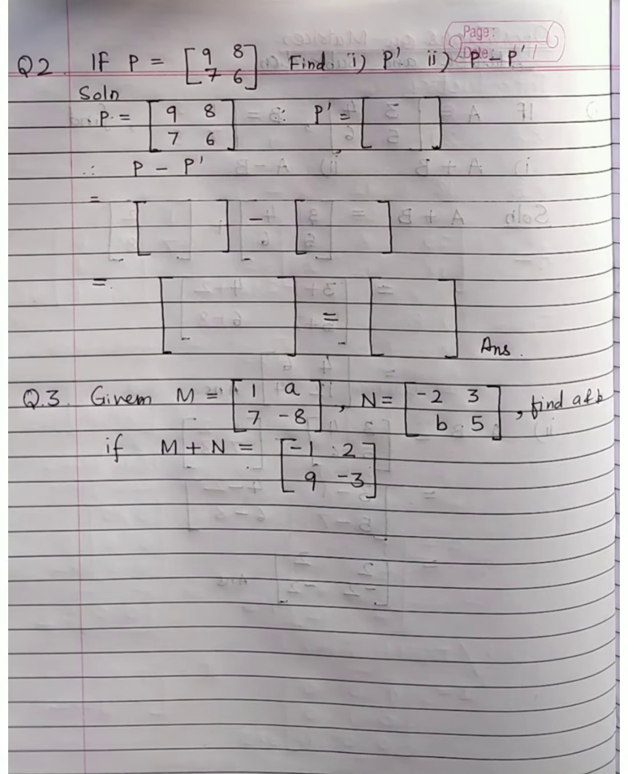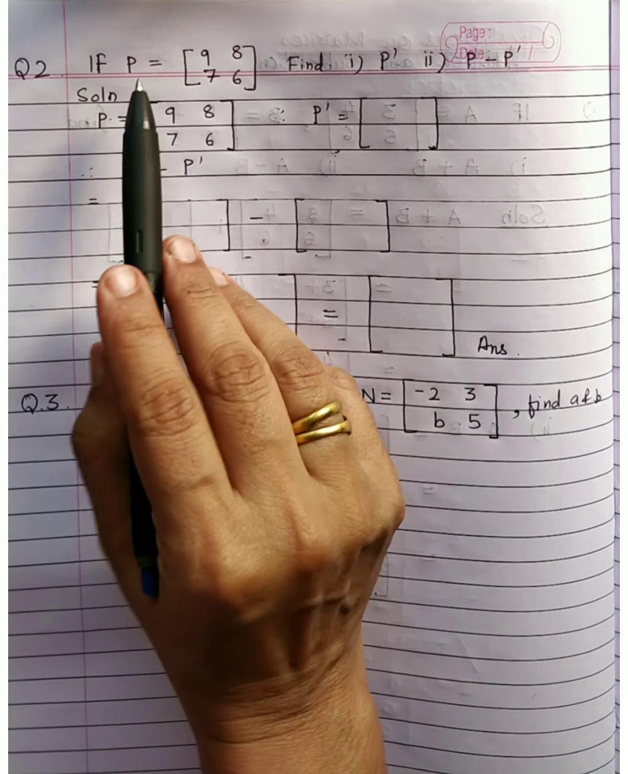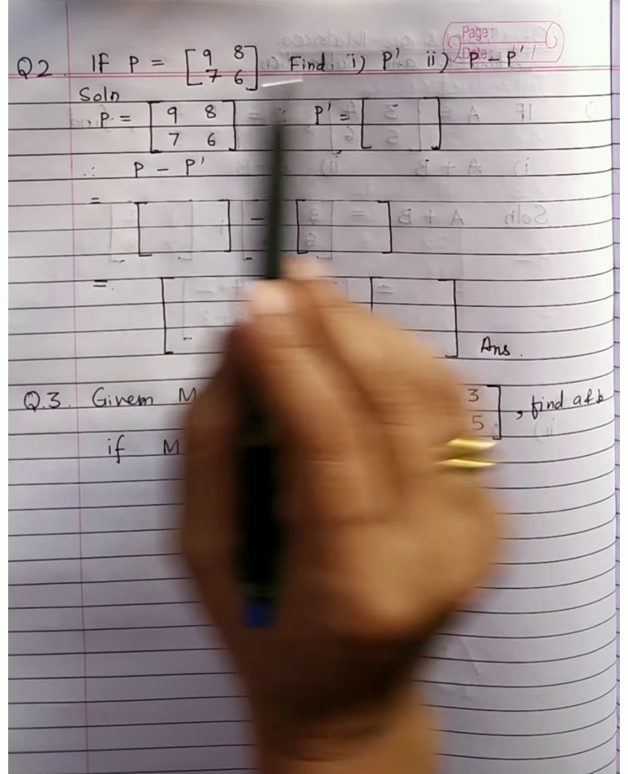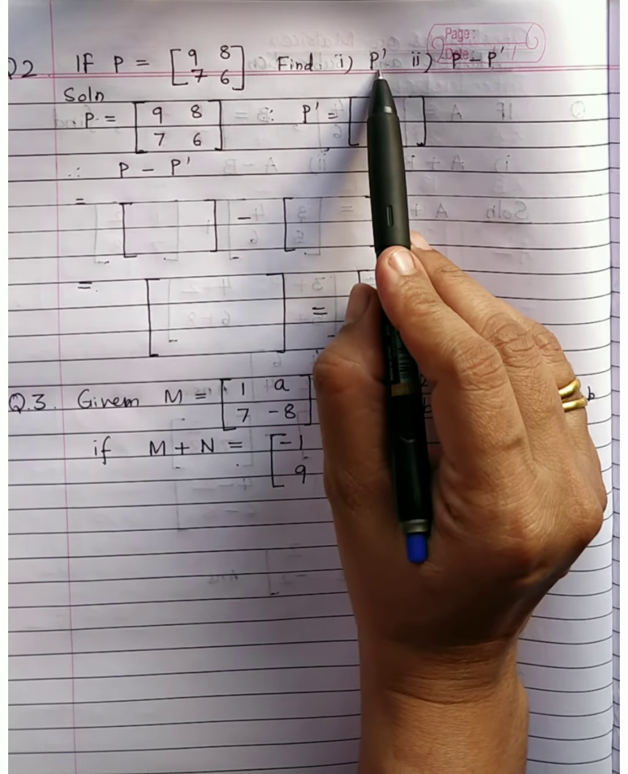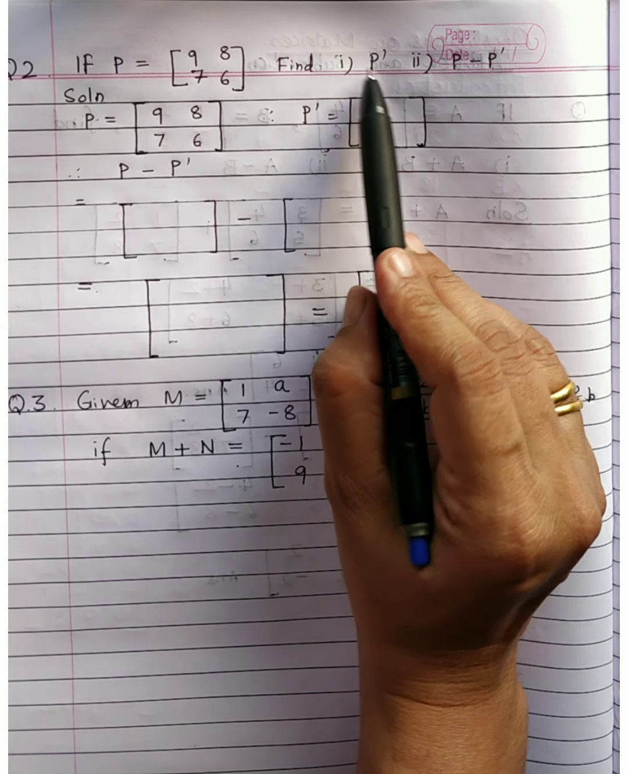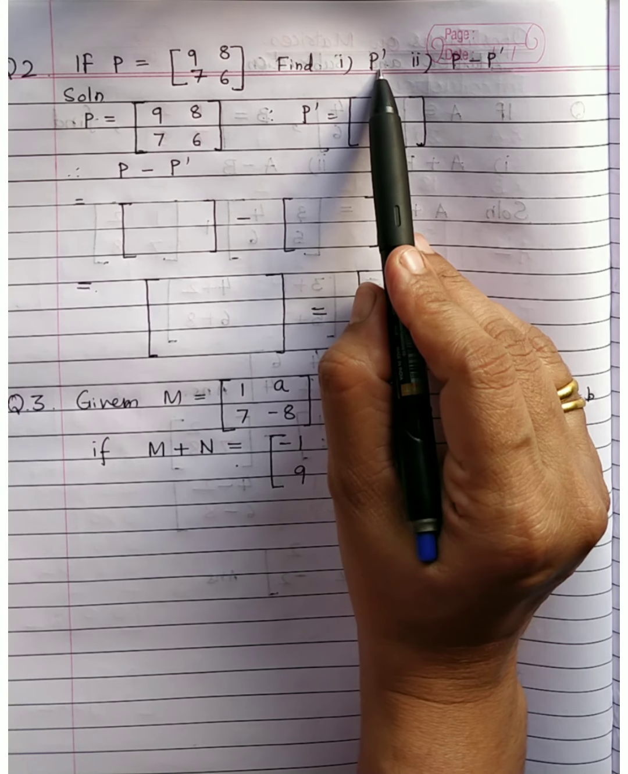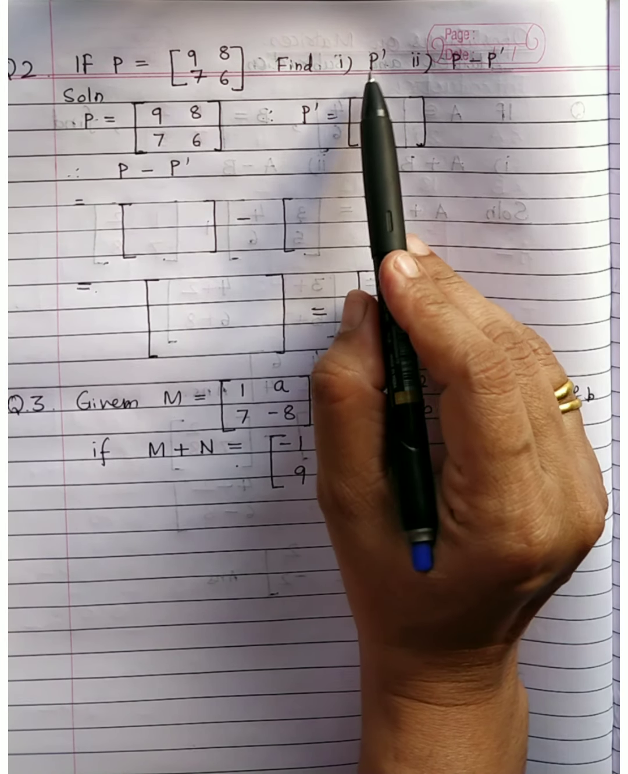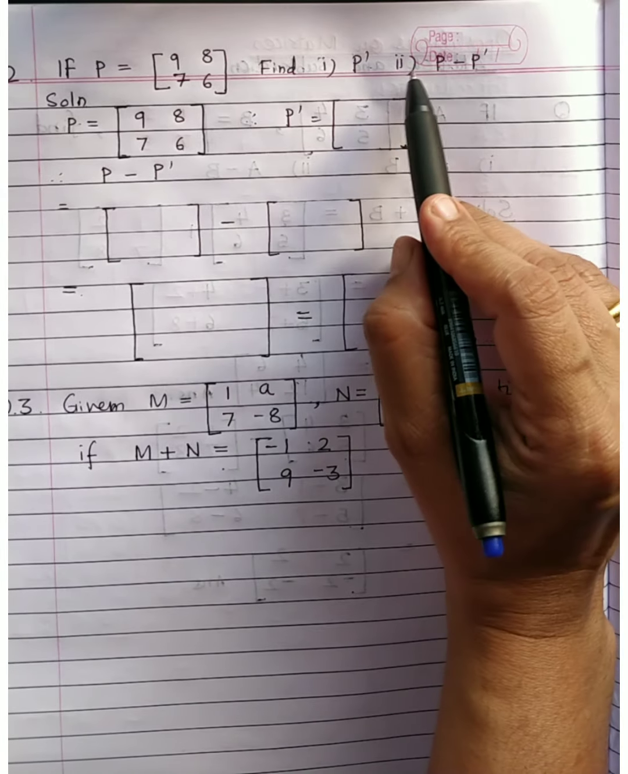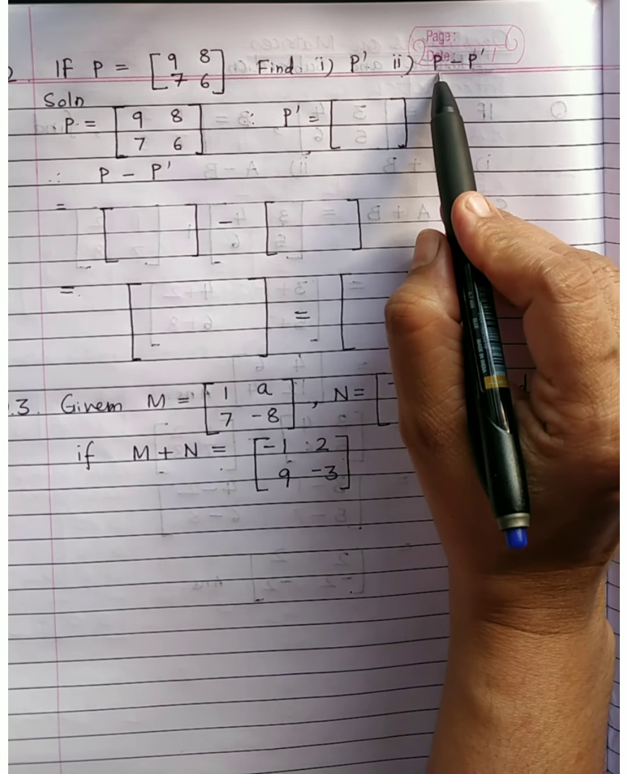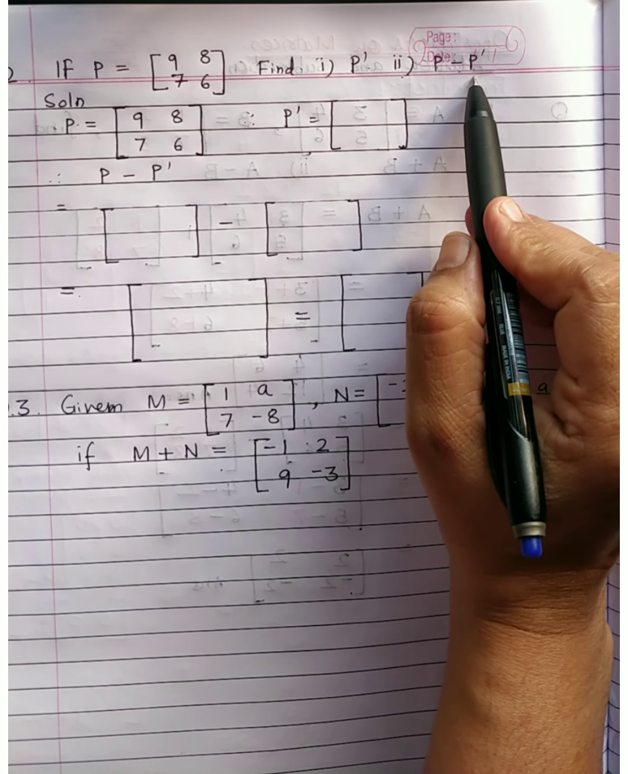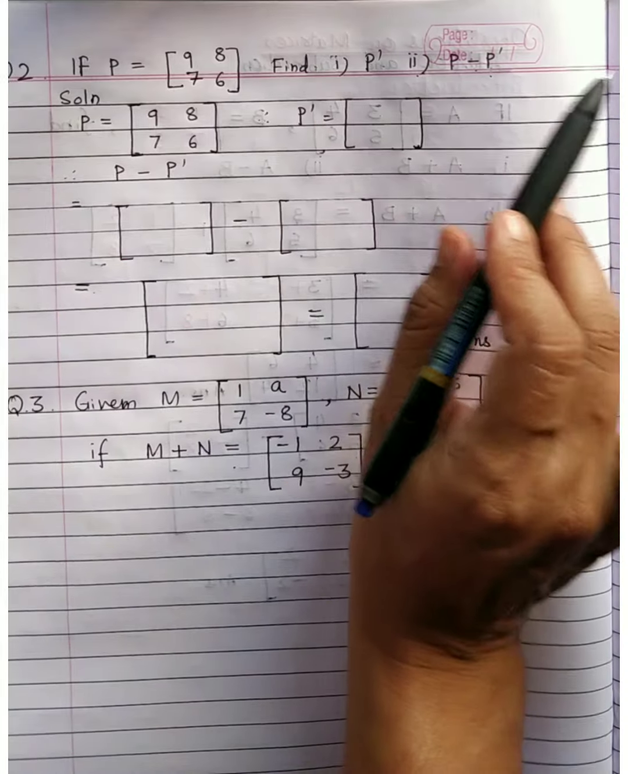See this question now. If matrix P is given, you have to find P dash. What is meant by P dash? Transpose of P. How do we get transpose of P? By exchanging the elements of rows into columns and vice versa. And secondly, what you have to find? P minus transpose of P, P minus P dash. Question is clear?